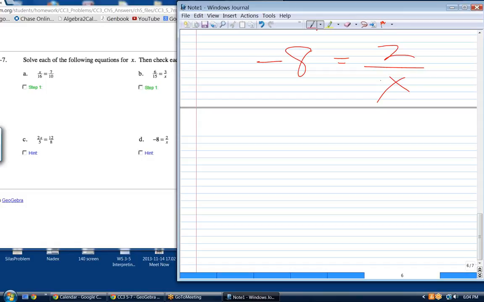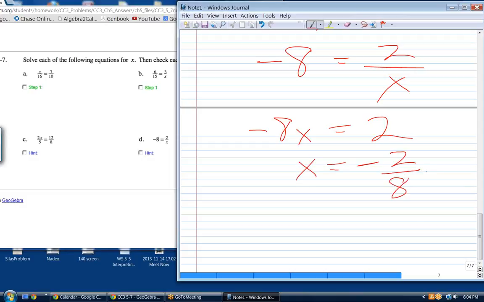Well, we have a denominator here, x. So I want to get rid of it. So let's multiply by x, means minus 8x equals 2. Now what? Divide by 8. Negative 8. Negative 8. So that becomes negative 2/8, which is equal to negative 1/4.